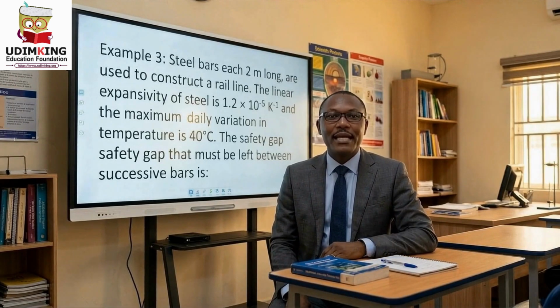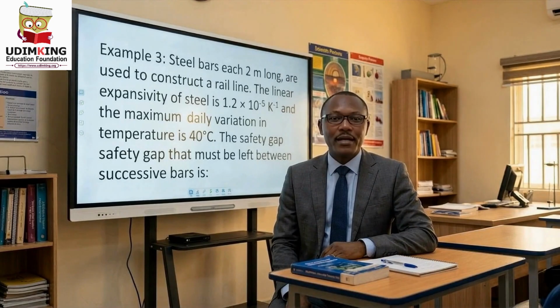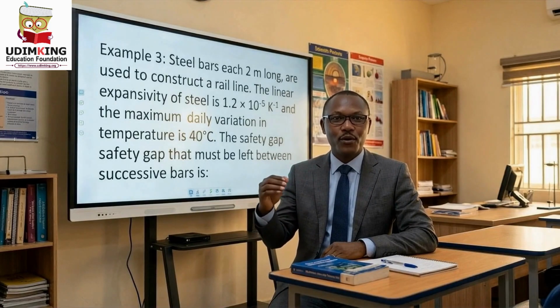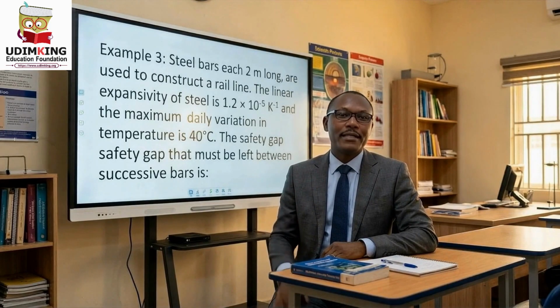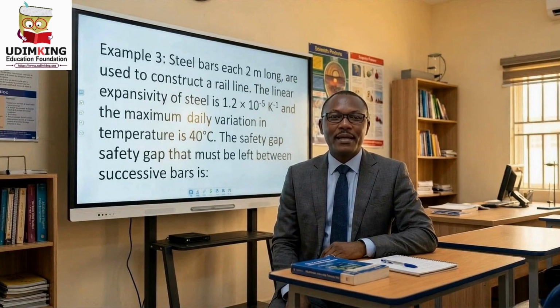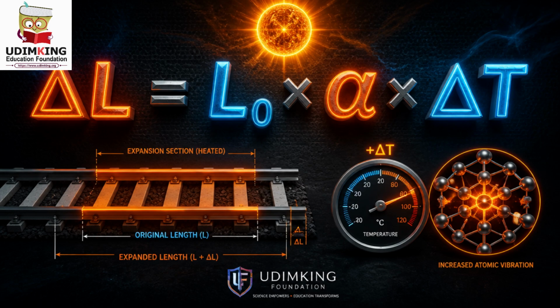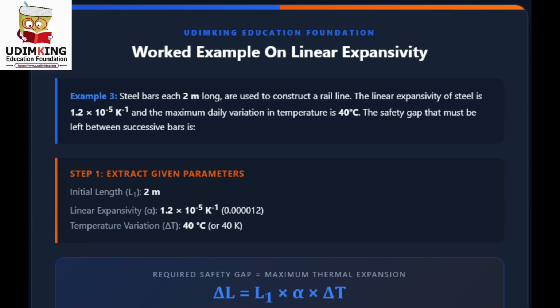Think about the physics here. When the hot sun hits the rail tracks, the steel bars will expand. If engineers don't leave a gap, the bars will push against each other and buckle, causing train derailments. So the safety gap must be equal to the maximum possible change in length, delta L, of a single steel bar. Let's bring back our trusted formula. Delta L equals the initial length multiplied by alpha multiplied by the change in temperature.